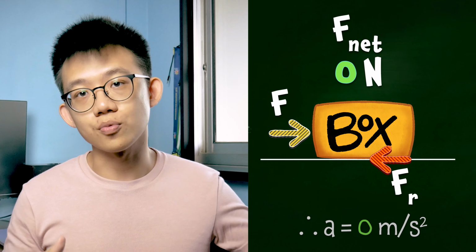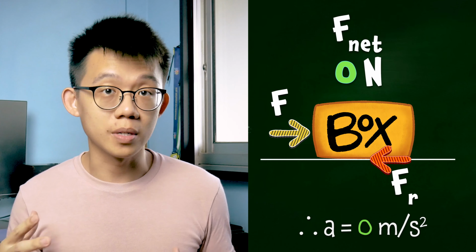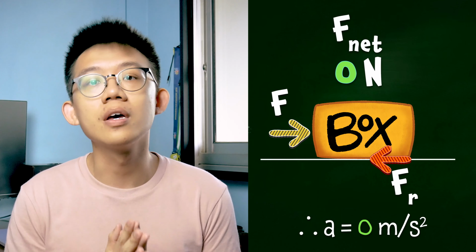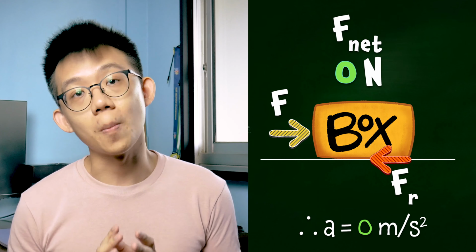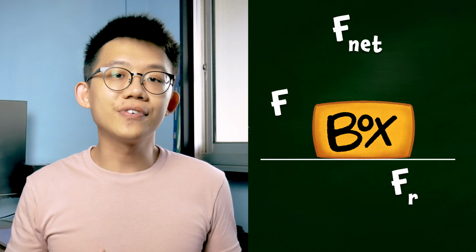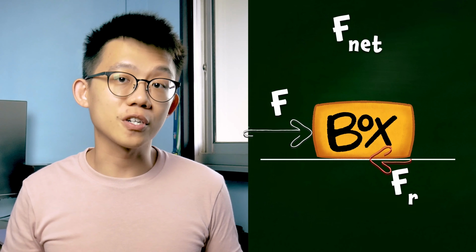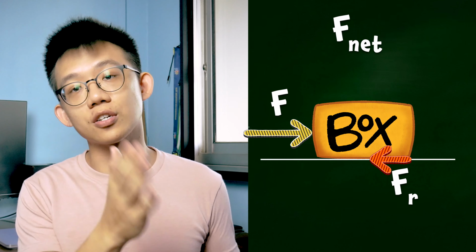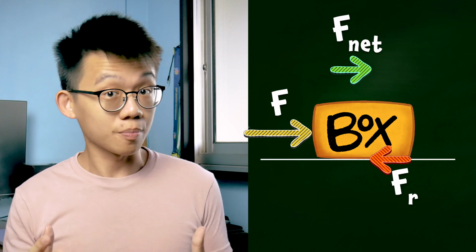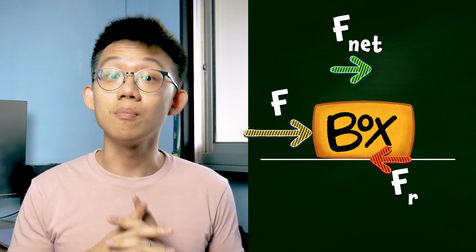In other words, the box will now move at a constant velocity, meaning the same speed in the same direction, as all forces on the box are now balanced. In the event that the pushing force is still bigger than friction, there will be a net force in the direction of motion of the box. This will cause the box to accelerate in the direction of the pushing force.